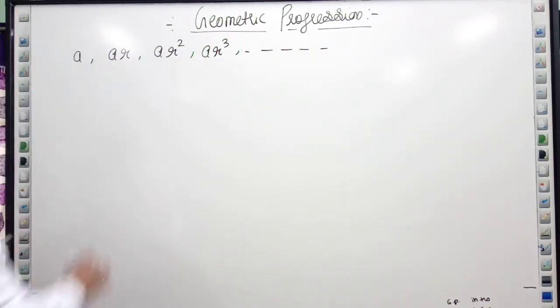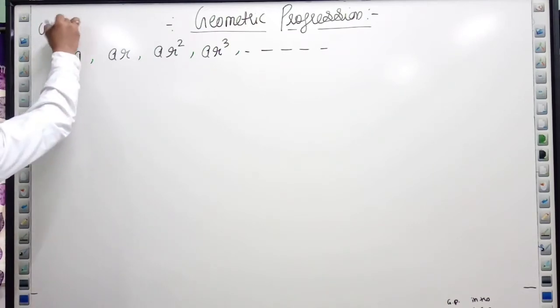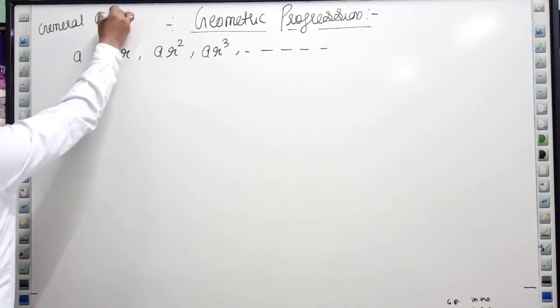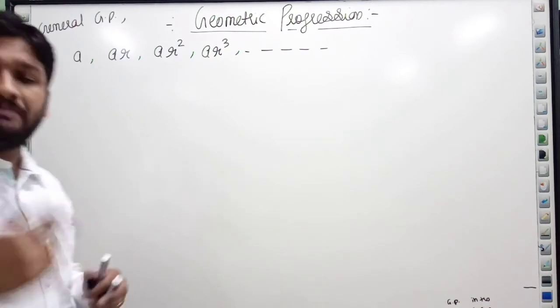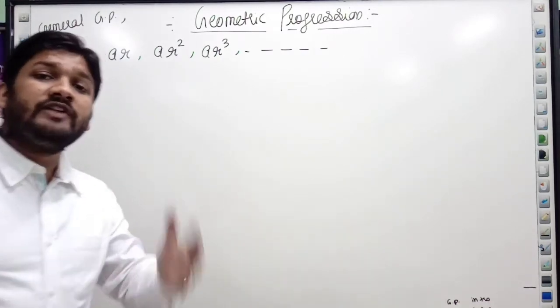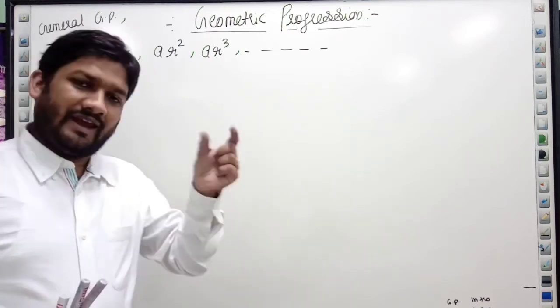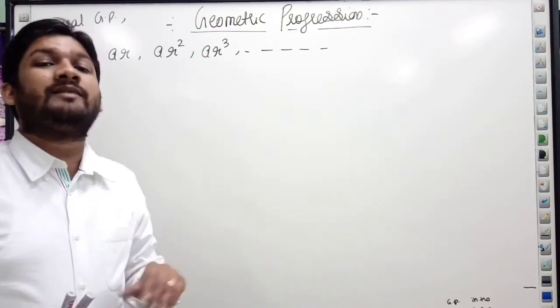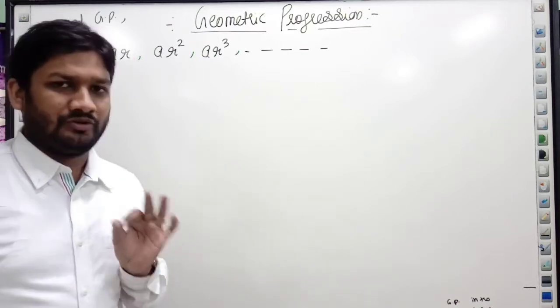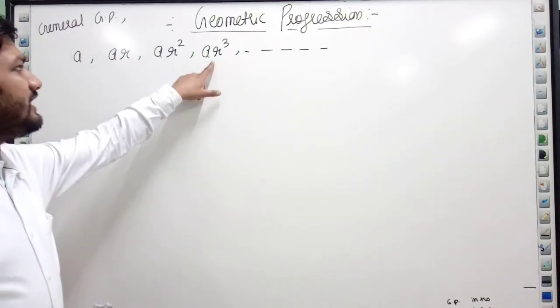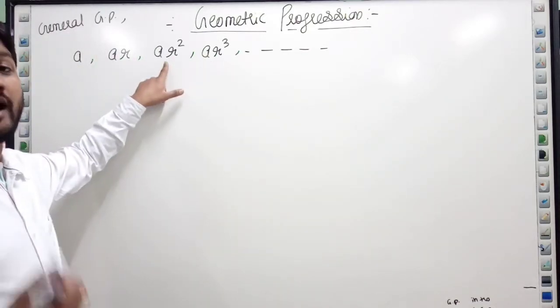I have taken a general GP. Now why am I saying this is a GP? In a GP, when we divide any term by its previous term, we get a common ratio. Like if I divide AR cube by AR square, I will get R.